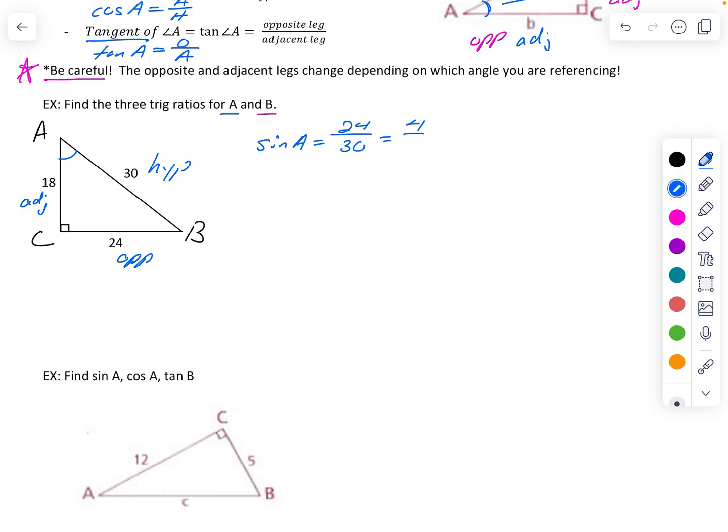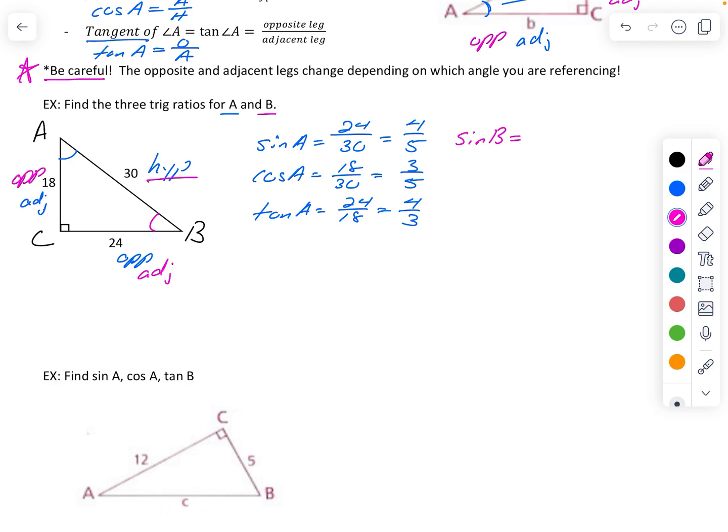And any fraction, we always simplify. So we rewrite that as 4/5. Cosine of A, adjacent over hypotenuse, simplified, 3/5. Tangent of A, opposite over adjacent, is 4/3. Now with angle B, hypotenuse is still hypotenuse, but this is now opposite. This is adjacent. So with regard to angle B, sine of angle B is 18/30, or 3/5.